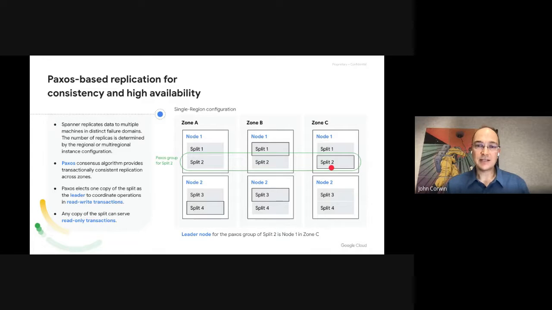One of these nodes is the leader. Here, we show that node 1 in zone C is the leader for the Paxos group of split 2. And that node is in charge of the coordination as well as locking the relevant data. And that's why all operations in read-write transactions need to be served by the leader node of the corresponding Paxos group. On the other hand, read-only transactions can be served by any replica in any of the zones.